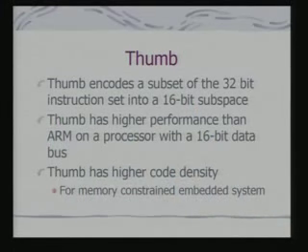Now we look at Thumb. Thumb is what? A 16-bit embedded variant of ARM. So what we say in case of Thumb, a subset of the 32-bit instruction set is encoded into a 16-bit subspace for Thumb. In fact, Thumb has a higher performance than ARM on a processor with a 16-bit data bus.